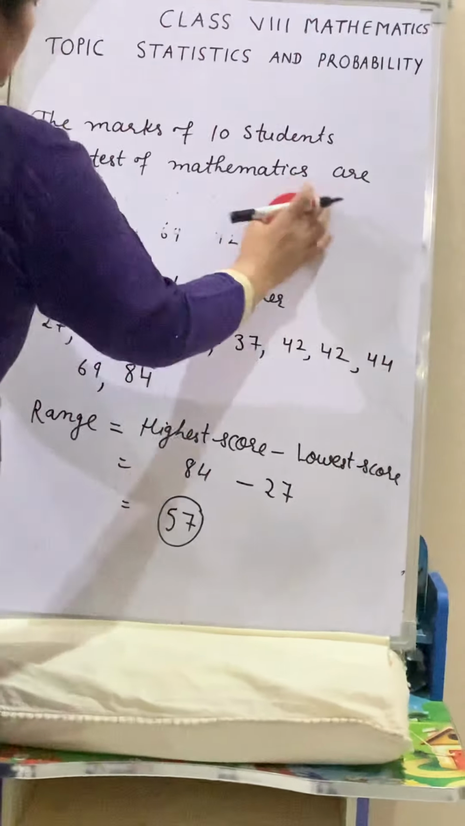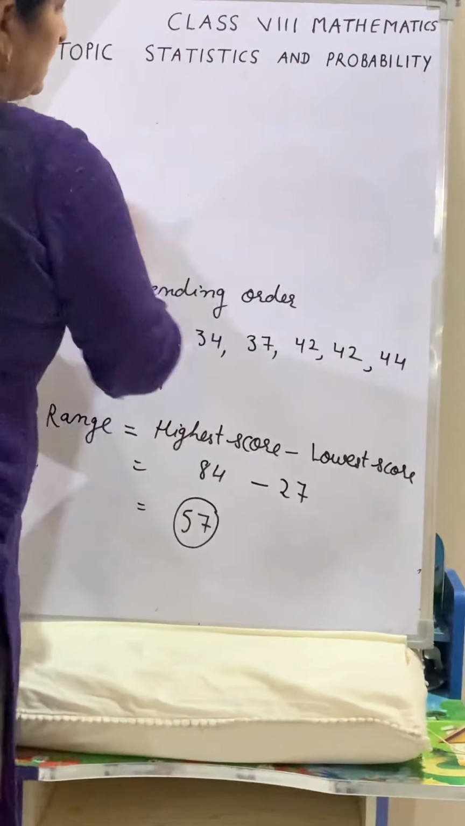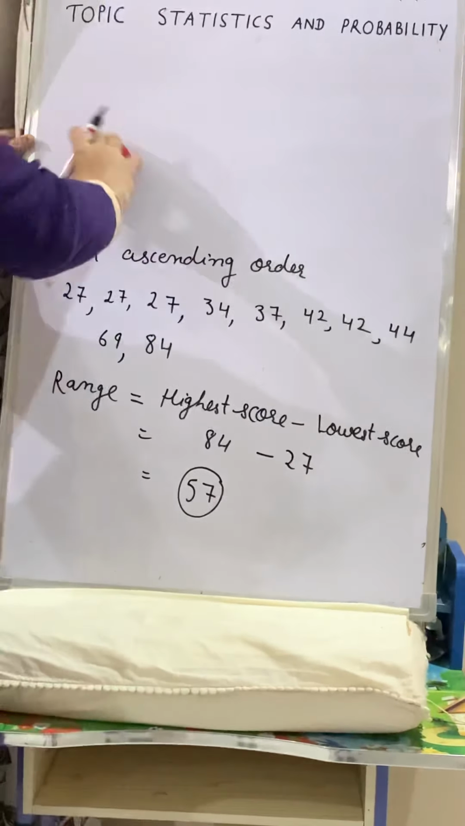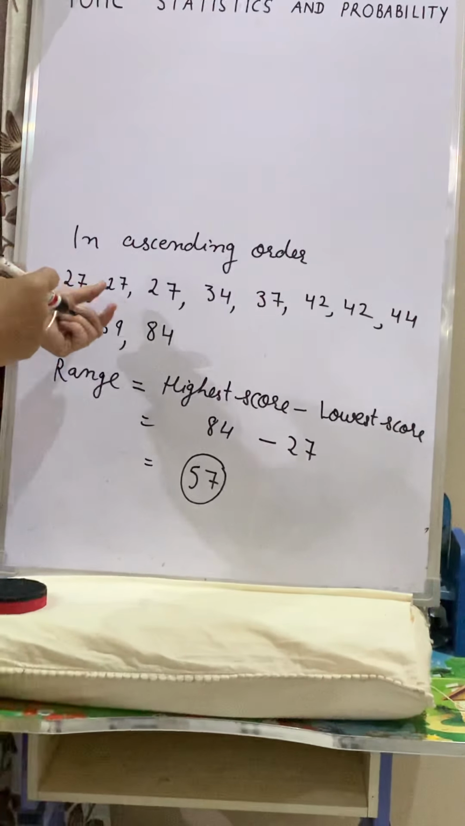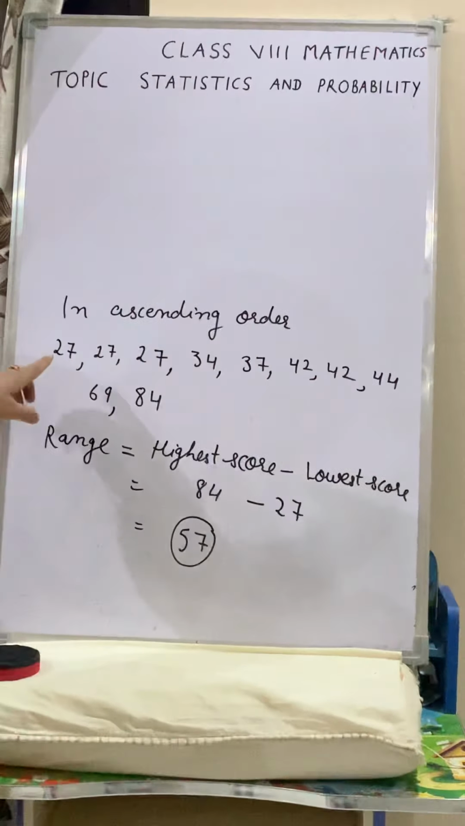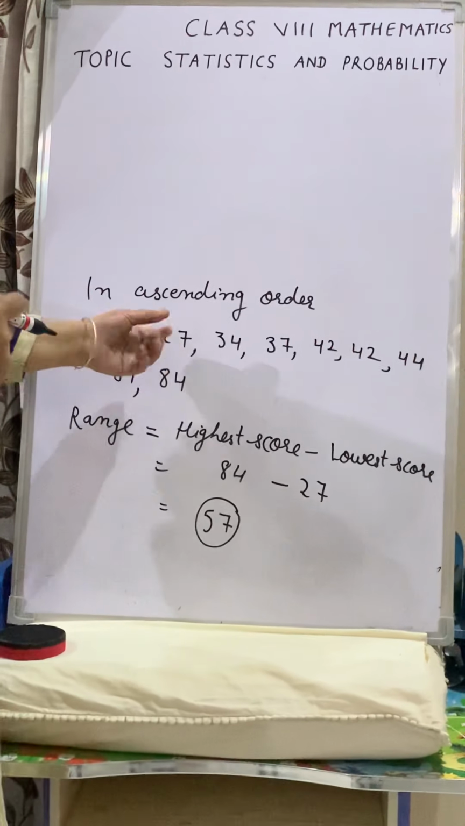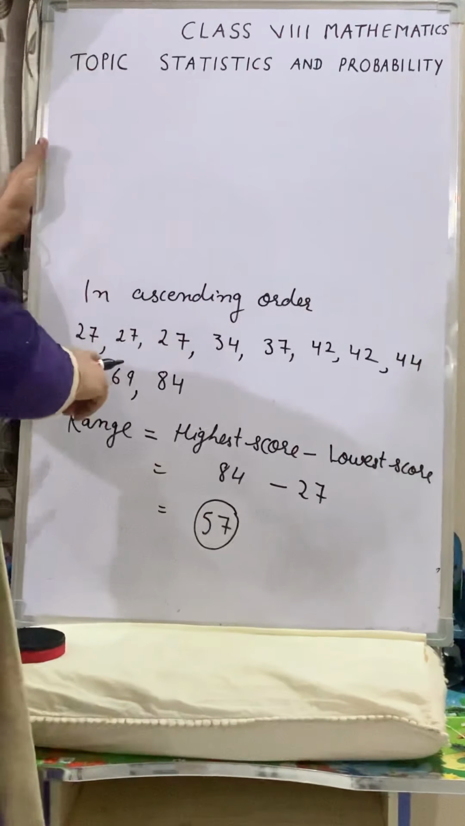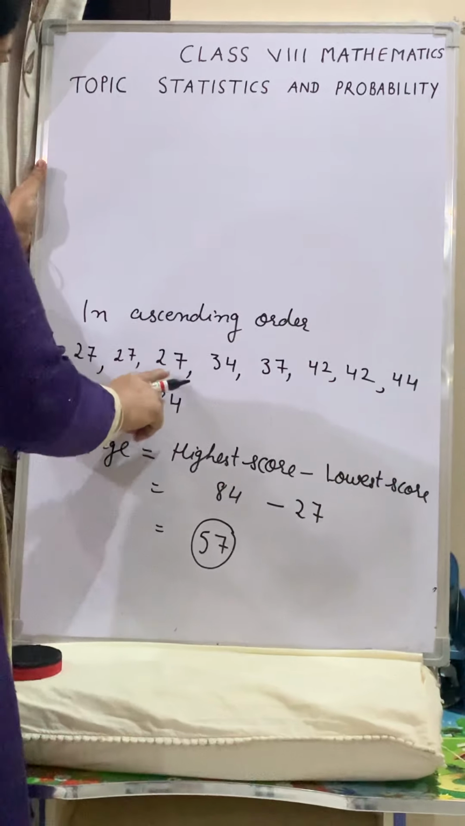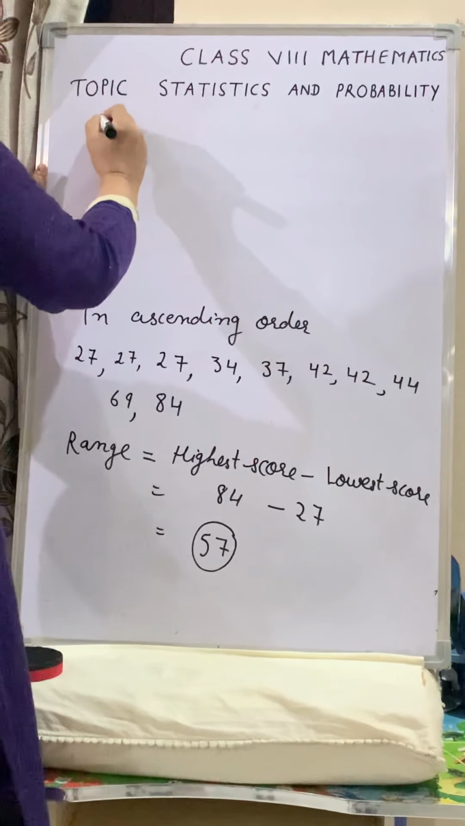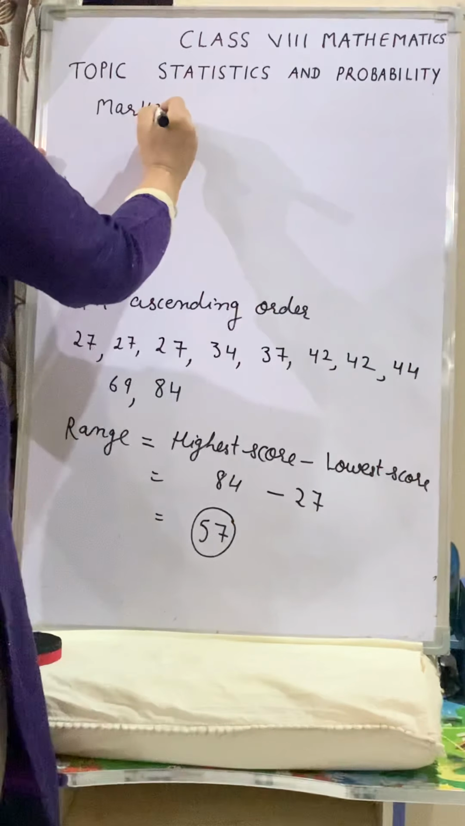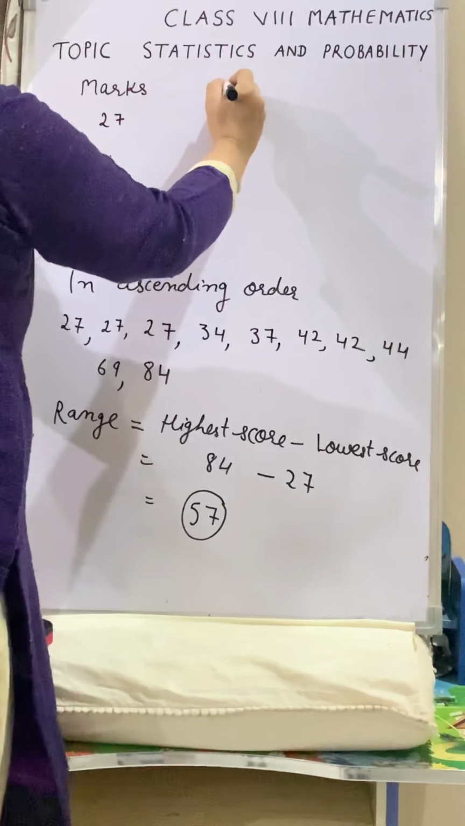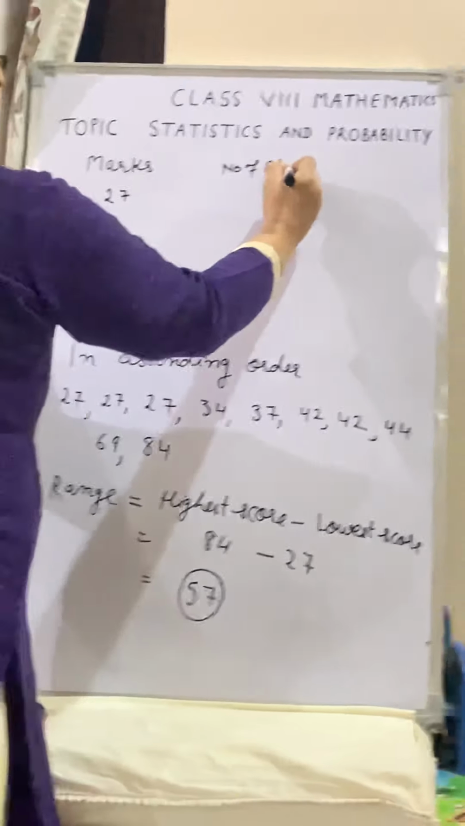Now, when we arrange this data in tabular form, we find frequency. What is the frequency? Now 27 occurs 3 times. Suppose 27 occurs 3 times. Marks 27, number of students 3.